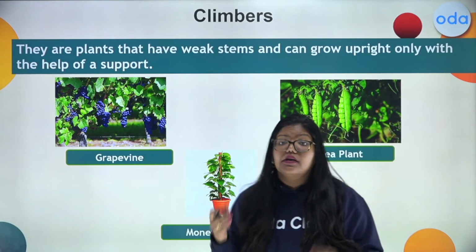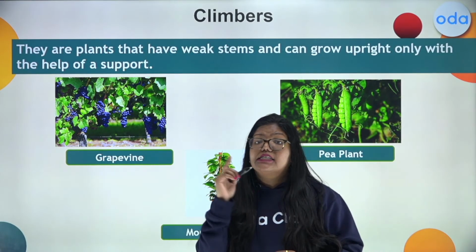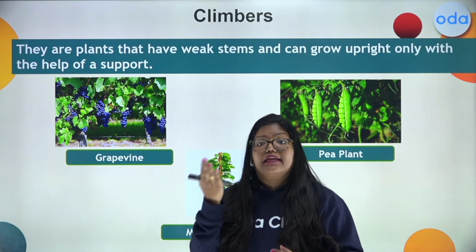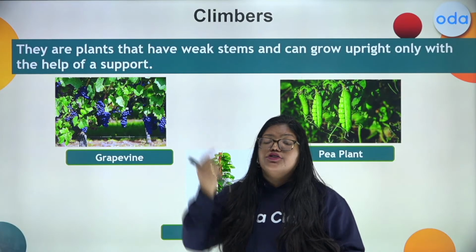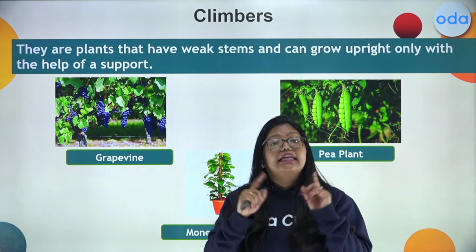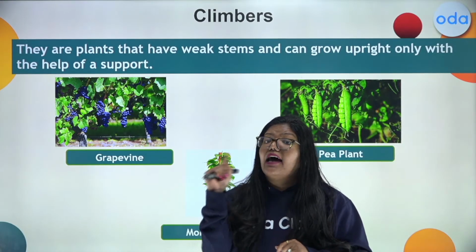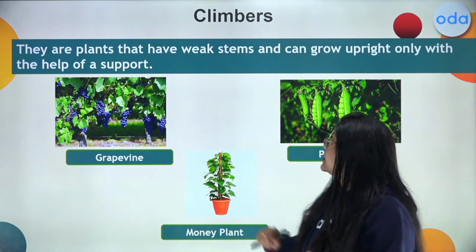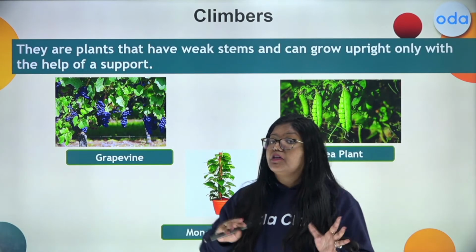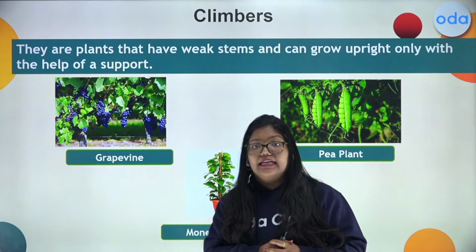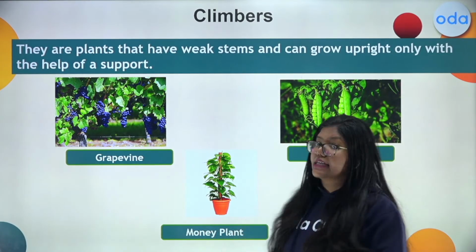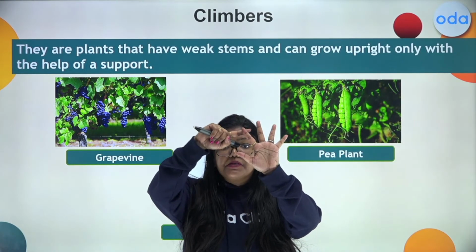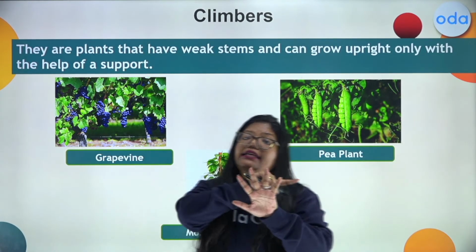Why? Because whenever they grow, they need a support on which they twine around, they coil around, and then they grow straight upright. So such plants, we call them climbers because they climb around the support, children, when they grow. Is that clear? Did you understand, children? So climbers and creepers also have weak stems. Is that clear? So how many types of plants did we discuss? Five. What are they? Trees, then shrubs, herbs, creepers, and climbers.